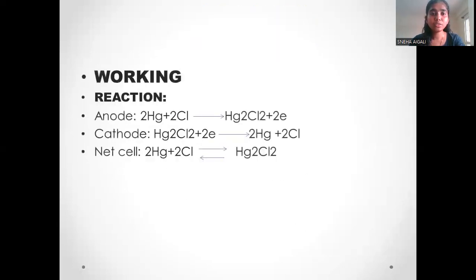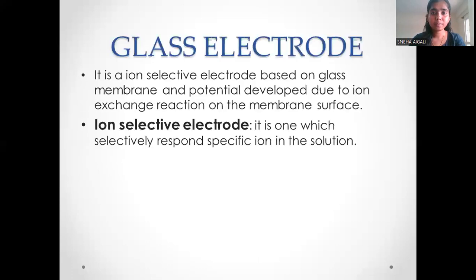Now next up, let us go through the working or reactions that take place in the calomel electrode. At the anode, 2Hg plus 2Cl-, that is mercury and chloride, combine to give mercurous chloride, liberating 2 electrons. At the cathode, mercurous chloride along with 2 electrons gives Hg plus Cl-. The net cell reaction is reversible. As I mentioned previously, it is a reversible electrode, that is 2Hg plus 2Cl- gives Hg2Cl2, which can even be reversed. Now next up is the glass electrode.